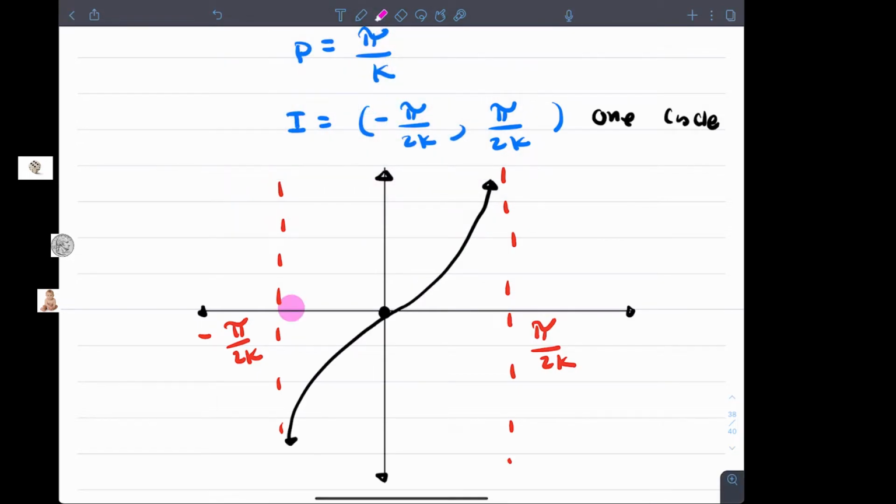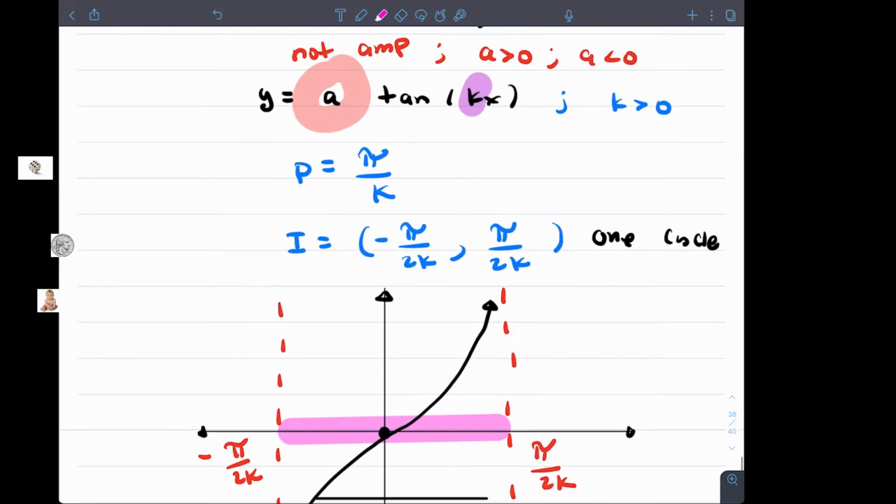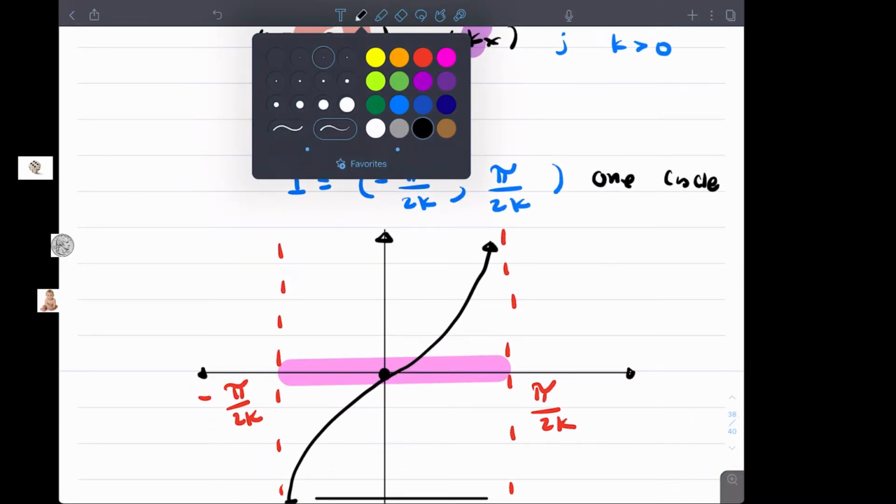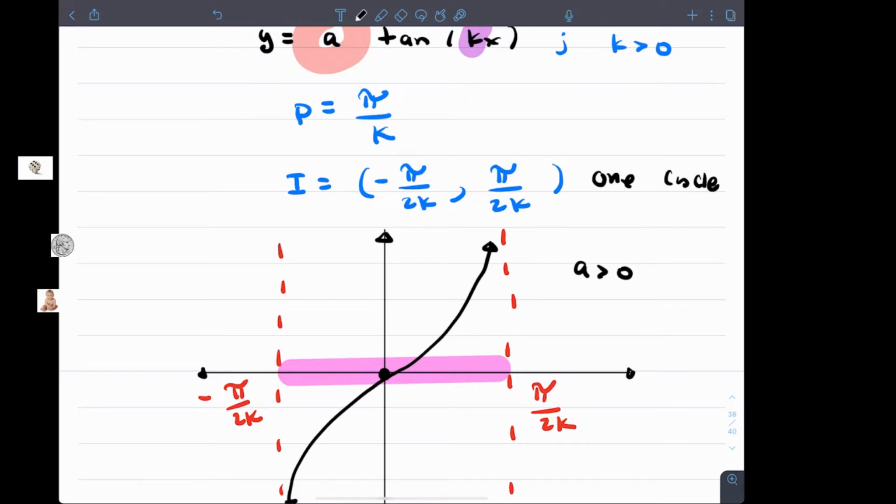And again, remember the period is that distance. It's the length of 1 cycle. It goes from negative pi over 2k to pi over 2k. And this is when A is what? Positive.